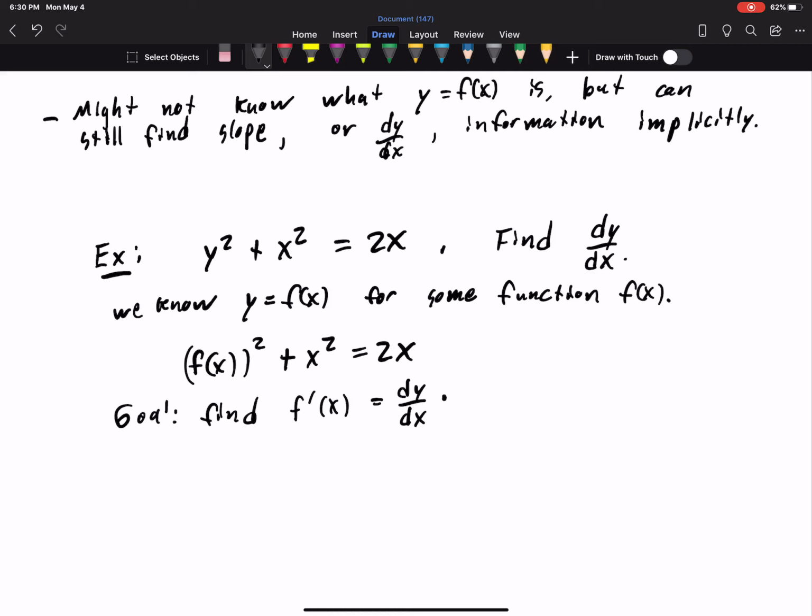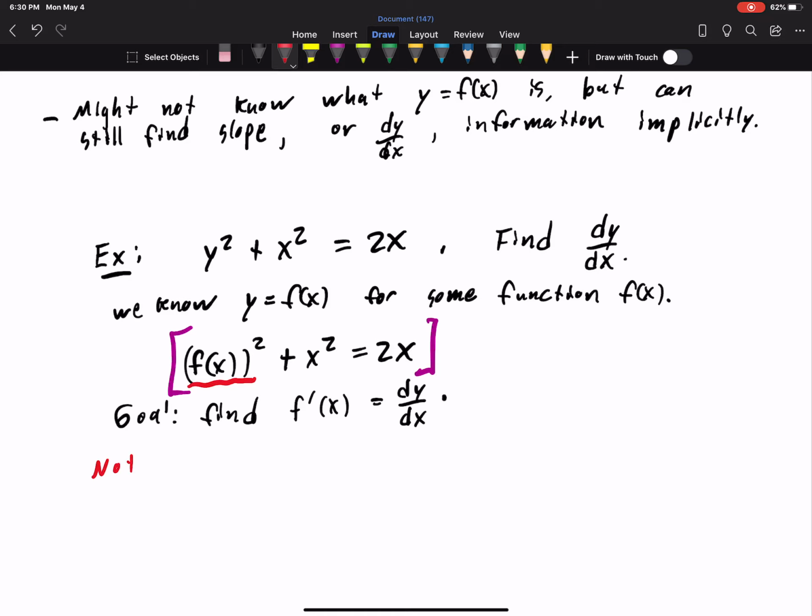So how do we do this? You just derive both sides of the equation as you normally would. So let's handle the left-hand side of this thing first. Notice first that we have one function inside of another. This is going to require the use of the chain rule because we have this f of x inside this bigger function, the square. So how do we derive that?